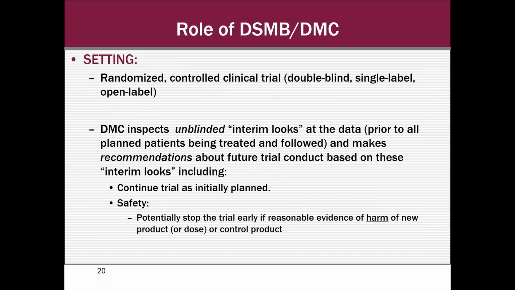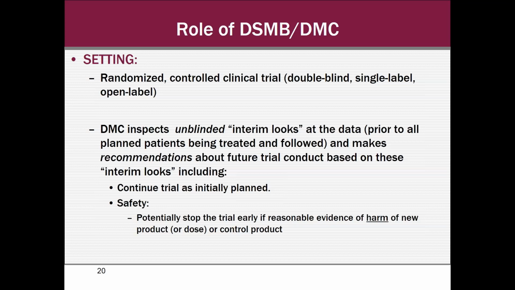Okay, so here's the setting. This would be a randomized, controlled clinical trial. It could be double-blind, single-label, open-label, but it is a randomized design. And we'll talk about the situation where the DMC inspects unblinded interim looks of the data, separated by treatment group. And this is at the interim, so it's prior to all patients being treated and followed. And the DMC will make recommendations based on this interim look about future trial conduct.